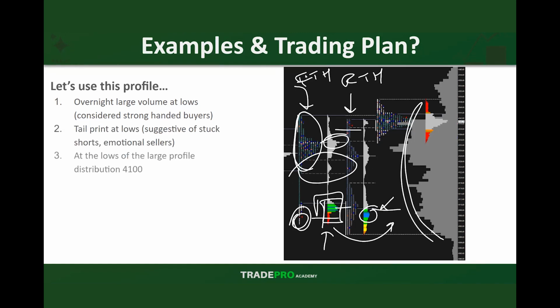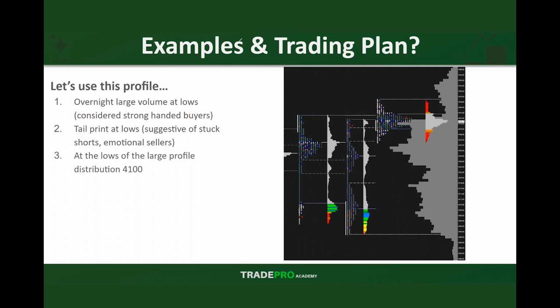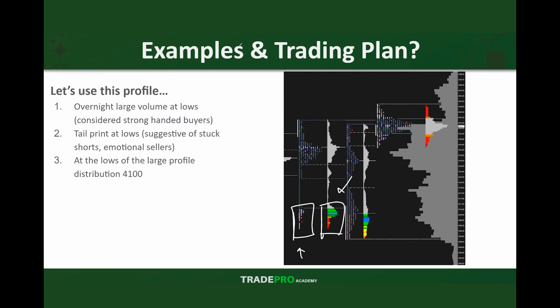We can create a very, very simple plan from this. What this suggests is that there are stuck traders accumulating at the lows. The lot of volume over here suggests that there is strong-handed buying, which are longer-term Jamie Dimon traders coming in at these lows with these stuck traders at these tails, right? A lot of volume here.